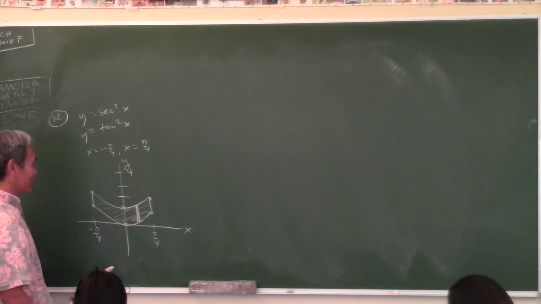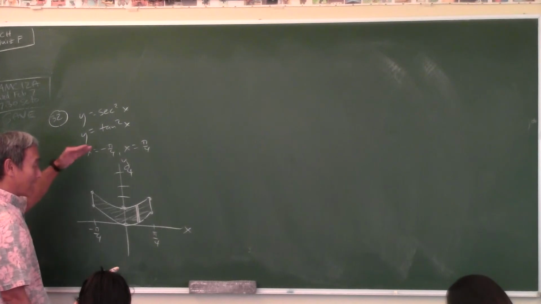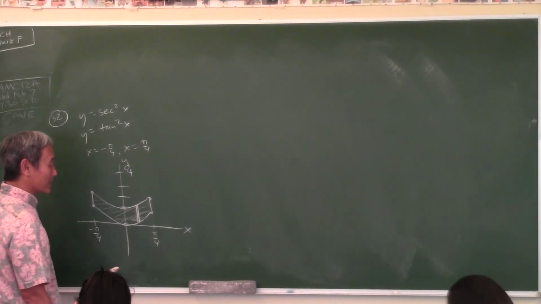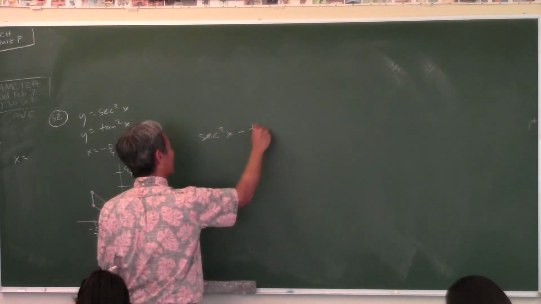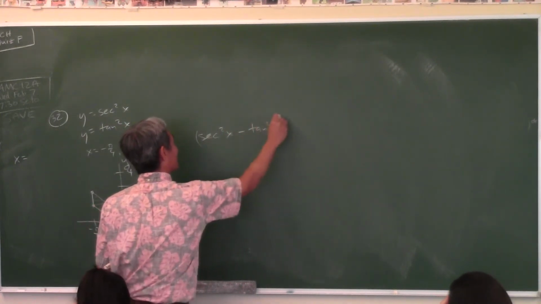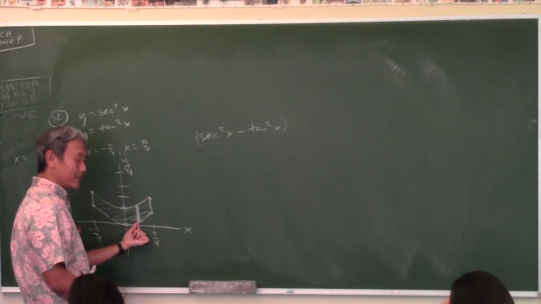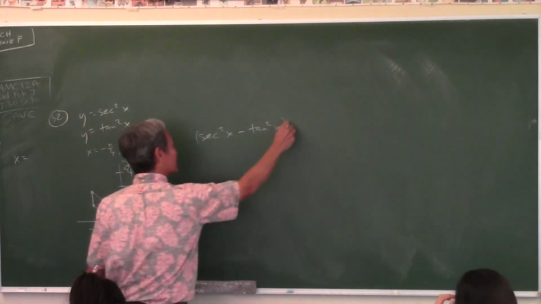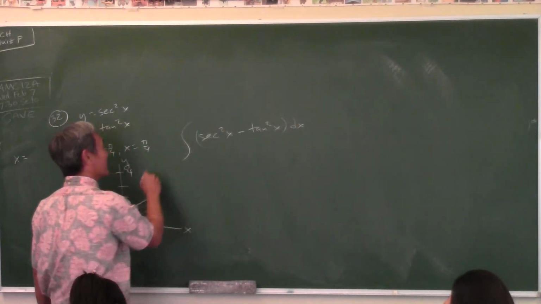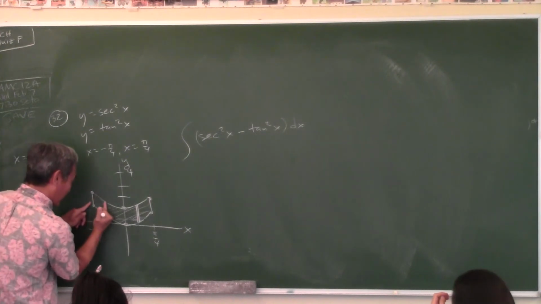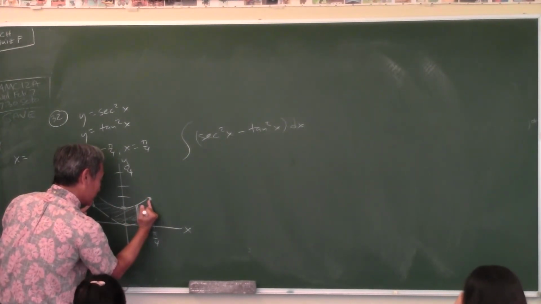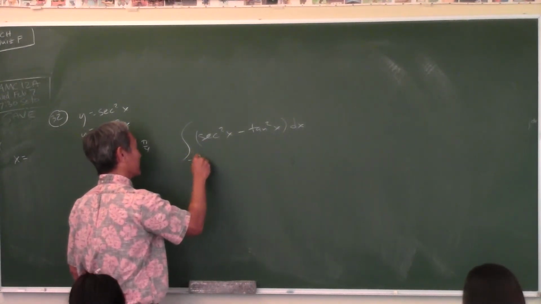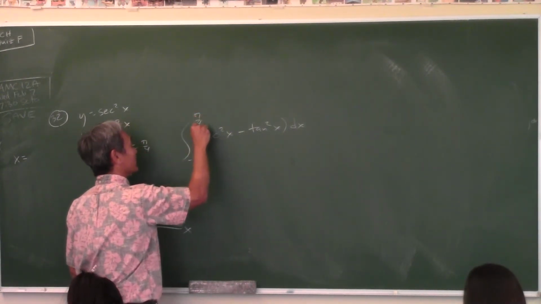How do you find the length of this rectangle? Top minus bottom. Which graph is on the top? Secant squared. Here, secant squared x minus the bottom. So top minus bottom, that's the length of the rectangle. What is the infinitesimal width? dx. And then we're going to add up all of these rectangles from negative pi over 4 to pi over 4. Wait, were those numbers given? Yeah, they were given.